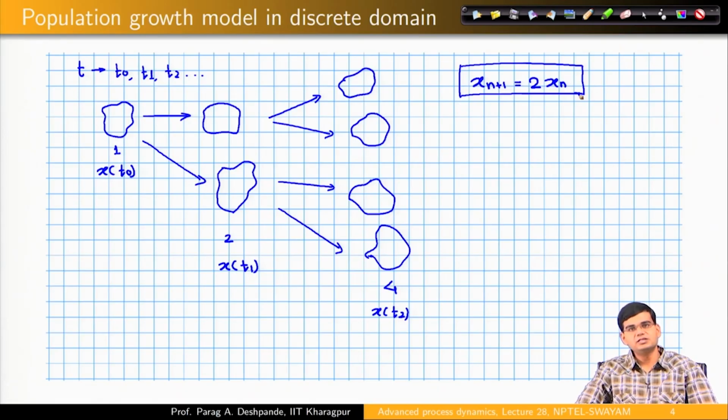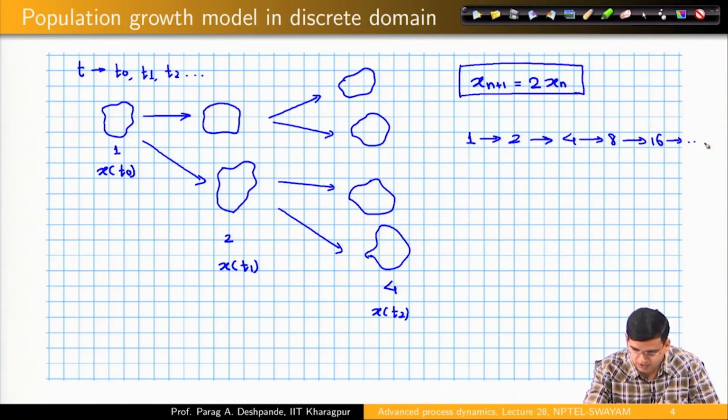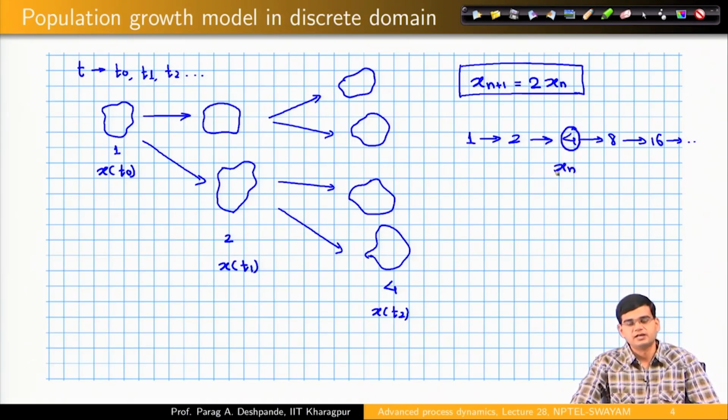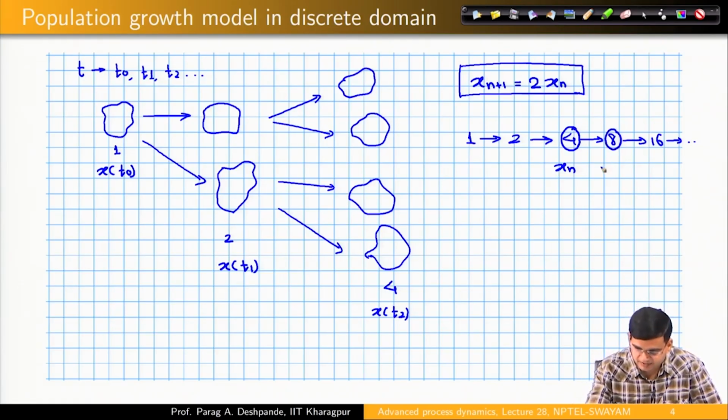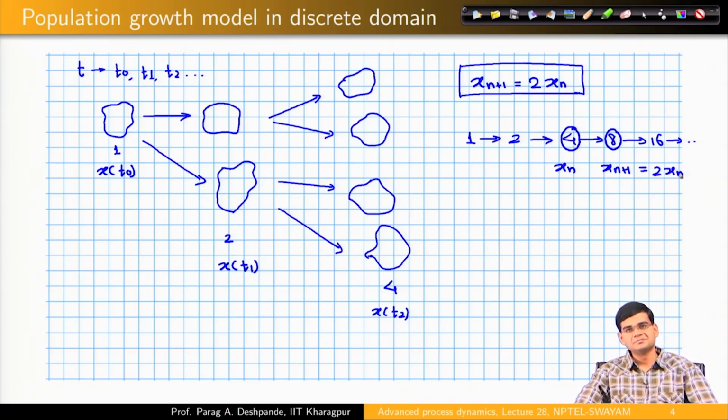Not very difficult to see, because I can simply write the series here: 1, 2, 4, 8, 16 and so on. So, for any of these x n, the x n plus 1 would be obtained just by multiplying x n by 2. That means that the only equation which is possible for the discrete time domain would be x n plus 1 is equal to 2 times x n.